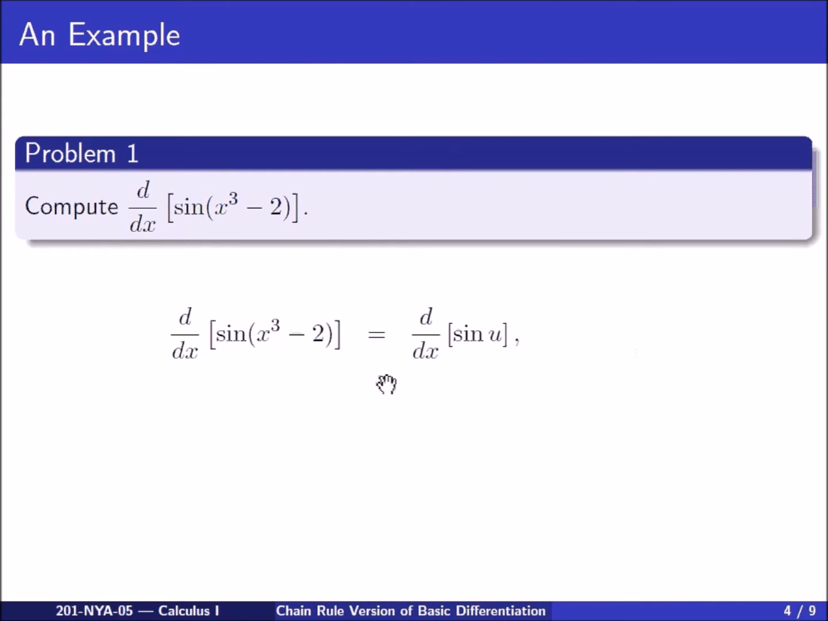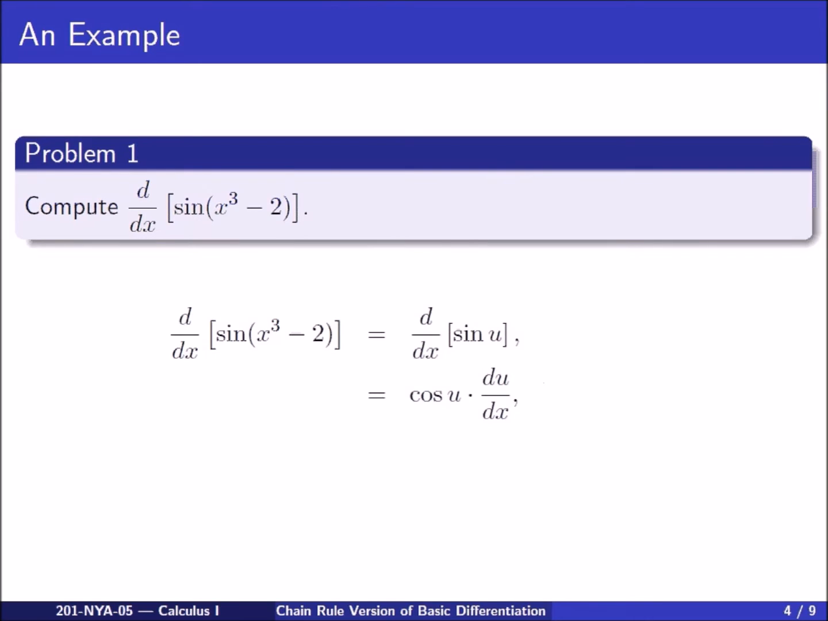So let's just think of this function here as sine of something. That something is a function of x, as you can see, and I will call that u. So what I have here is that the derivative of sine of x squared minus 2 is just the derivative of sine of some function, u. Now the derivative of sine of u, and this is where I use the chain rule version of a basic differentiation rule, is cos of u, but times du dx. So let's not forget that part. It's very important. If I don't put this here, I will get the wrong derivative.